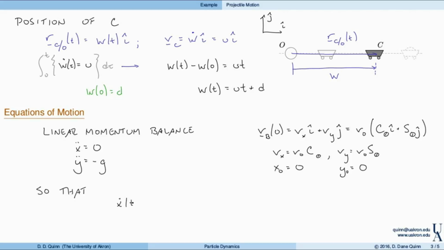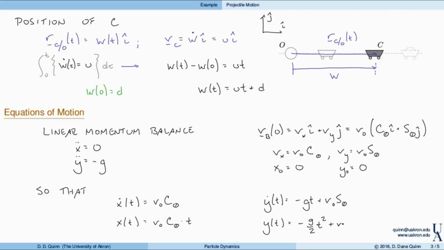So x dot, as a function of time, is simply v naught cosine theta, while x, as a function of time, is v naught cosine theta times t. Likewise, y dot, as a function of time, is minus g times t plus v naught sine theta. And finally, y of t is minus g over 2 t squared plus v naught sine theta times t.